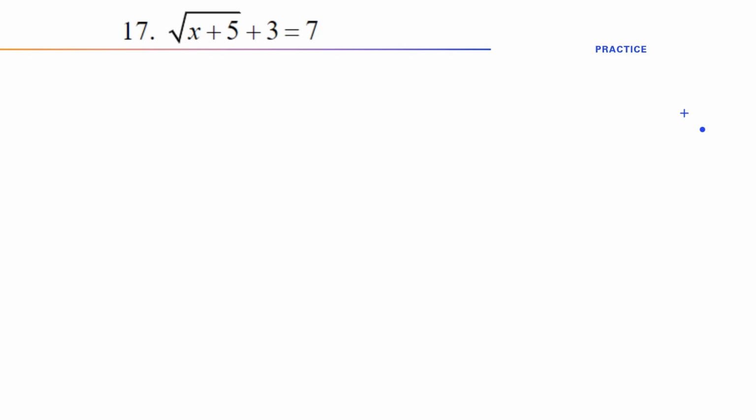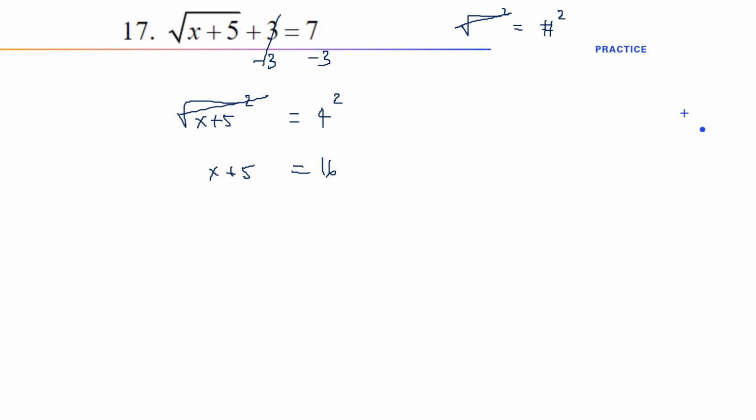So for these questions, we always want to have the square root on one side and a number on the other side, so that when we square both sides, we can get rid of the square root and continue solving for x. So subtract 3 from both sides, we are left with square root of x plus 5 equal 4. Now we square both sides. That will be x plus 5 equals 16. Subtract 5 from both sides, x equals 11.